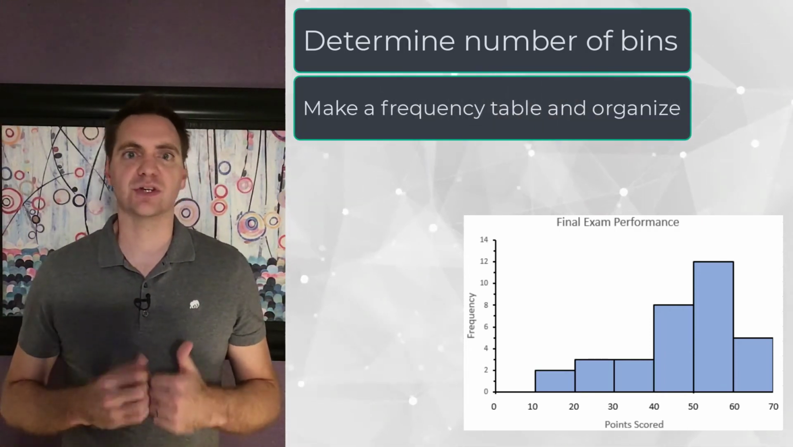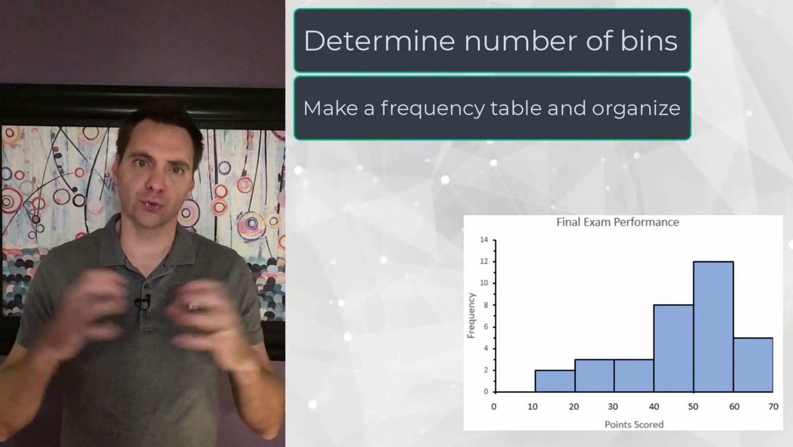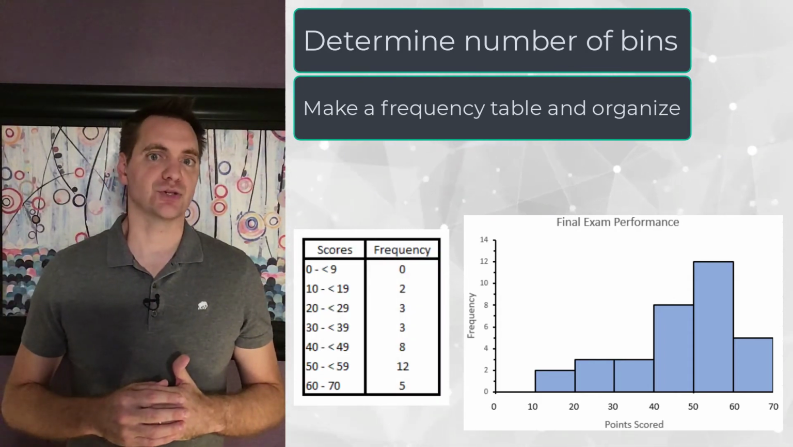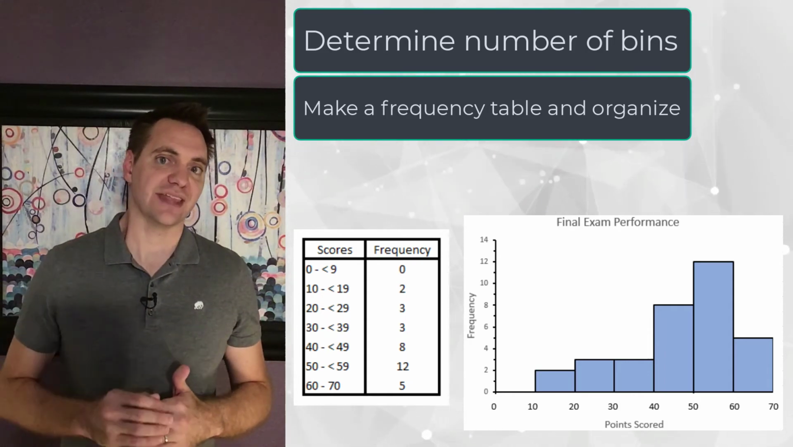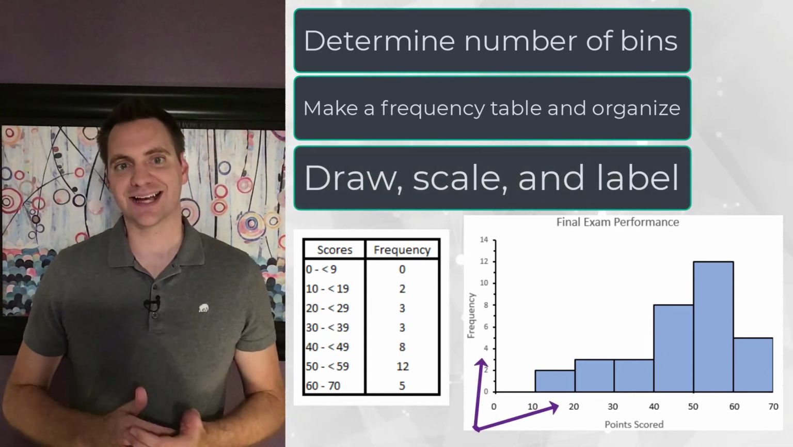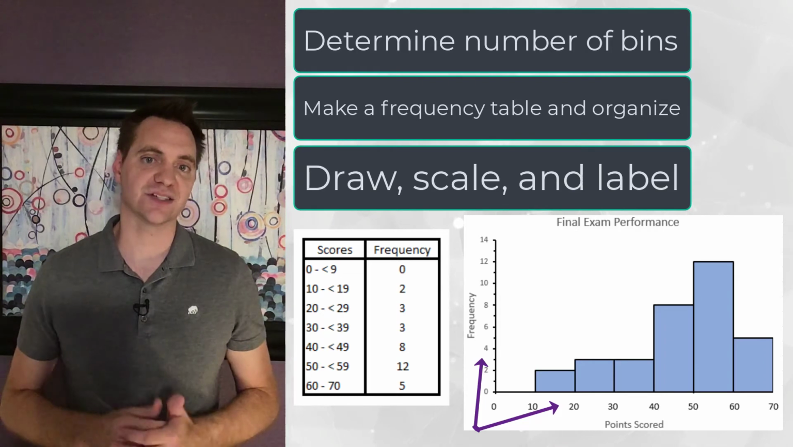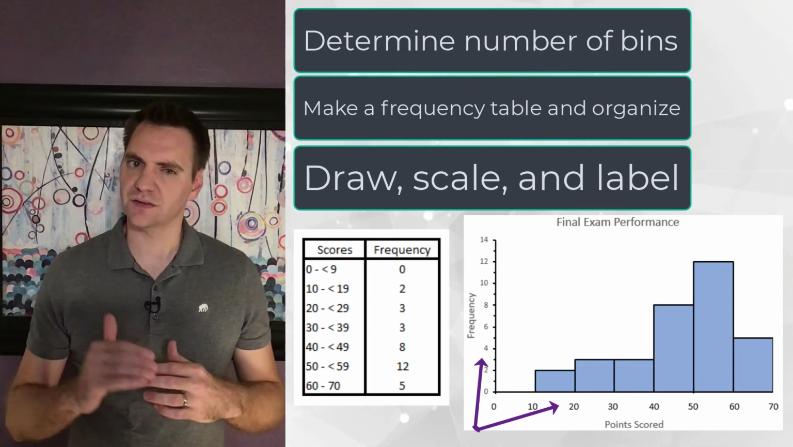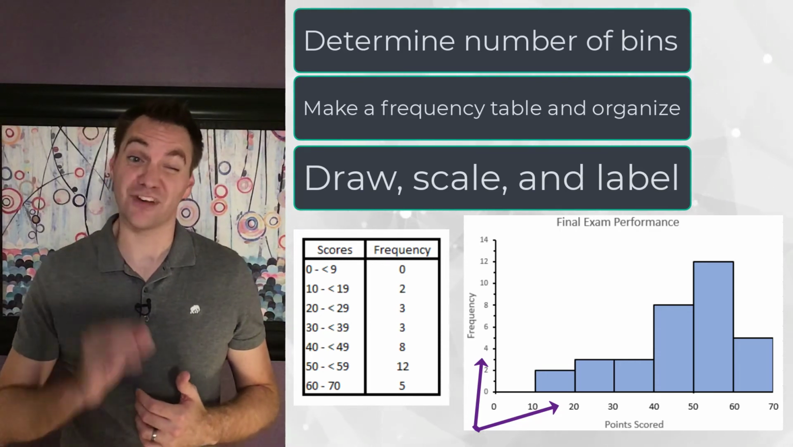Next, make a frequency or relative frequency table to group your data into those bins. Frequency is here the most common choice. Once you've done that, draw, scale, and label your axes. You see, a broken line on the x-axis is okay, so you're not wasting space. What we mean here is start the scale of the x-axis close to your minimum value.